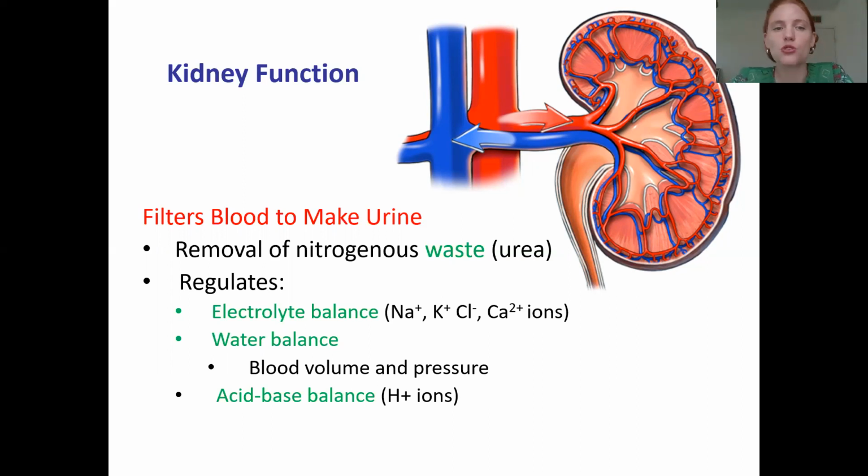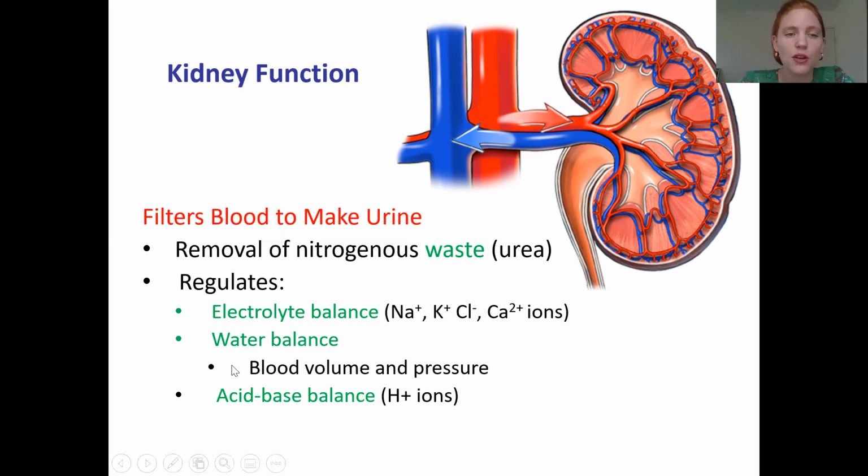And urea is a nitrogenous waste, which just means that it has nitrogen in it, and it's produced when you metabolize or break down proteins to make energy from them. So we need to remove that urea because it is toxic. And the other thing is as the blood is being filtered through the nephron and through the kidney, we also get the opportunity to regulate the levels of what's in the blood so that we can help regulate the levels in the body.